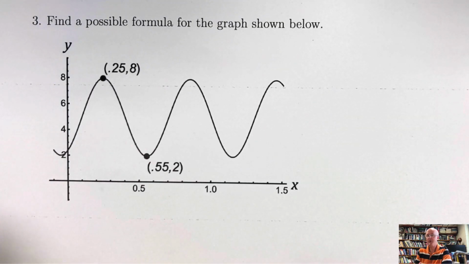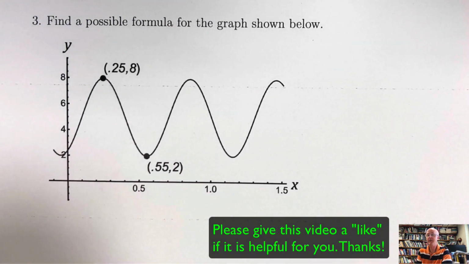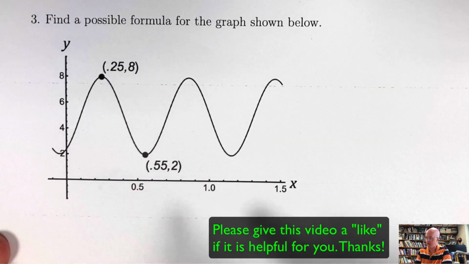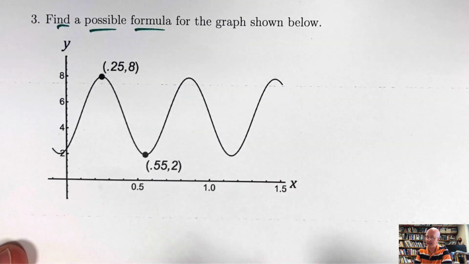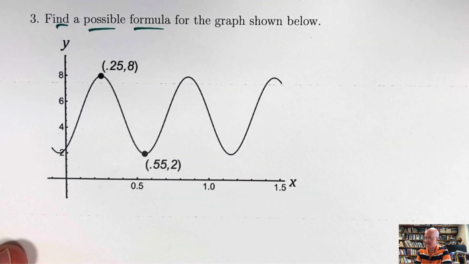In this problem, we're doing really the opposite of what we did in the previous problem. In the previous problem, we were given a function and we tried to draw the graph. In this problem, we're given a graph and we want to find a formula for the function, a possible formula for the function, maybe not unique. In fact, there are infinitely many ways to write these things.